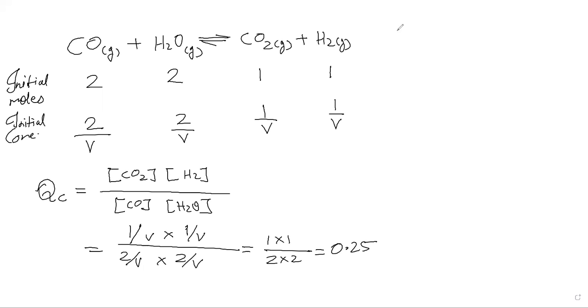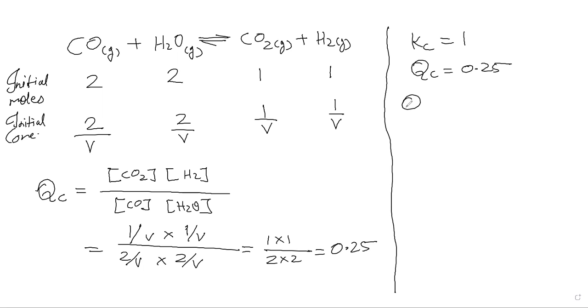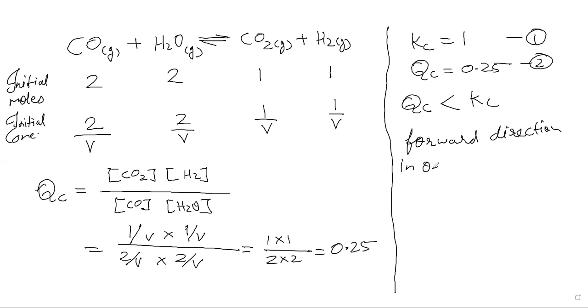Now what's the value of Kc for this reaction? The value of Kc here is 1, and the value of Qc we calculated is 0.25. So what we got from this information is that Qc is smaller than Kc. Therefore, we can say this reaction will move in a forward direction in order to attain equilibrium.